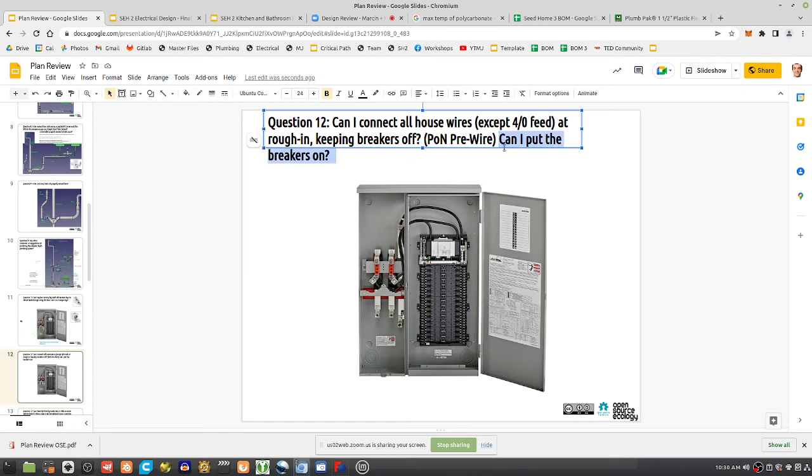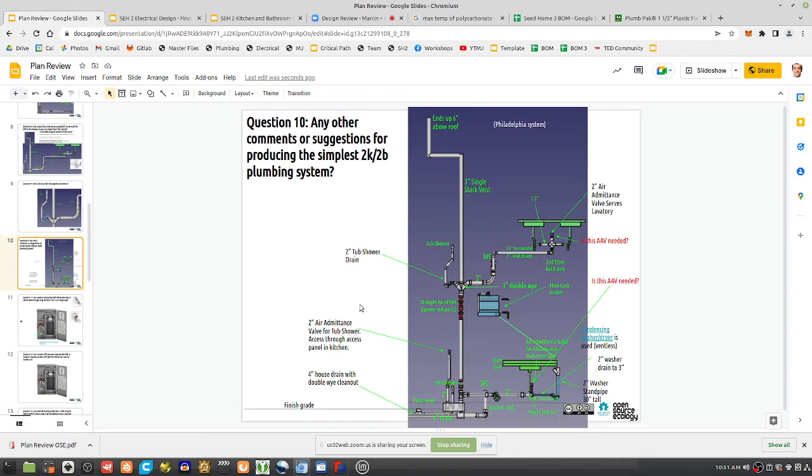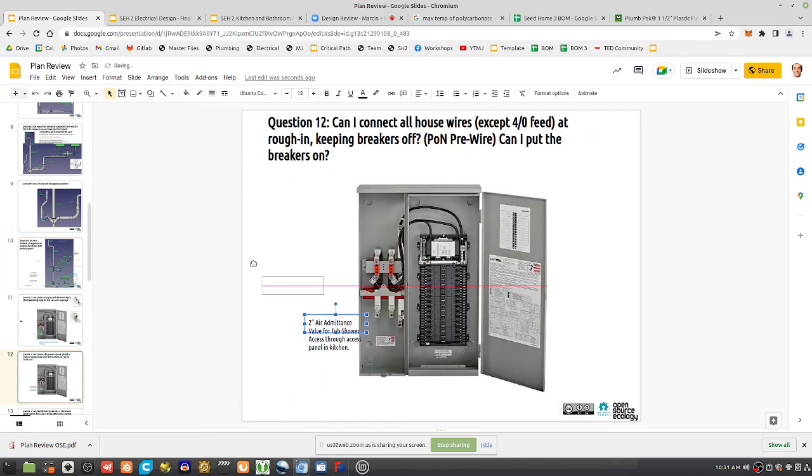We'd like to see all of the home runs landed in the panel. You don't have to, because we're going to approve the service. And if you just want to have a couple of circuits for convenience while you're finishing the construction, that's fine. But yeah, we'd like to see them all landed at once if we can. Can we put the breakers on as well?